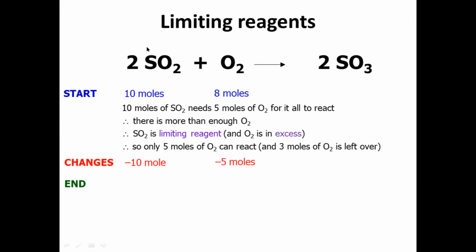And the ratio from here to here is 2 to 2, which is 1 to 1. So that means I'm going to make 10 moles of SO3. So at the end, you used up all of the SO2, you have 3 moles of oxygen left, and you made 10 moles of SO3.